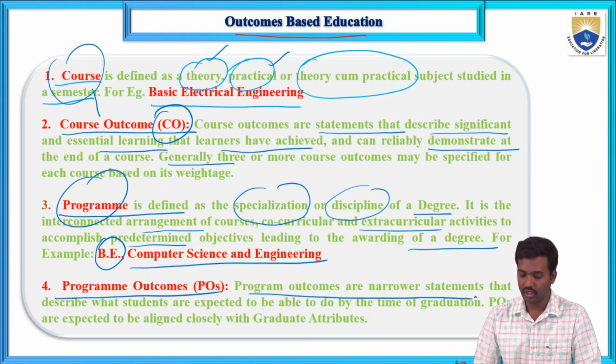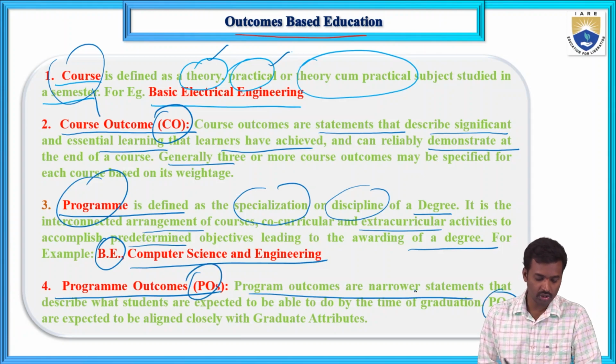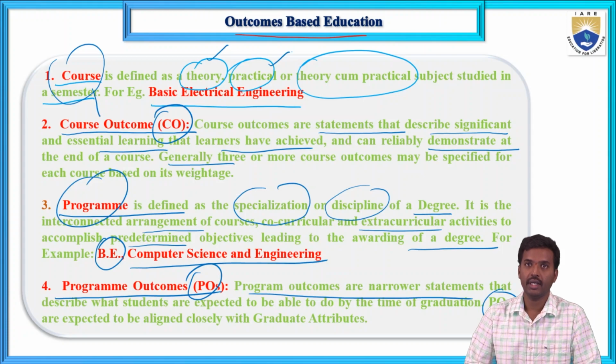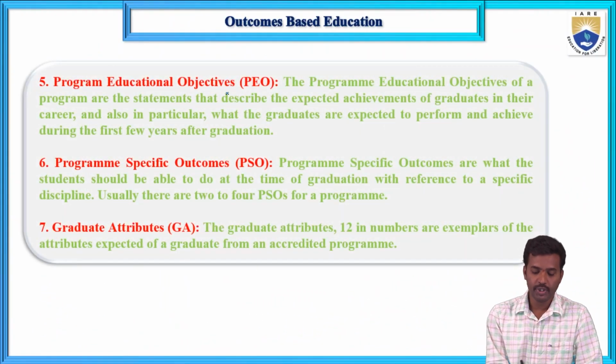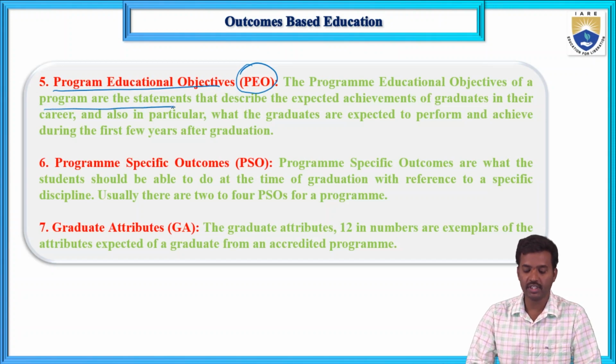These program outcomes are the narrower statements that describe what students are expected to be able to do by the time of graduation. These are POs. POs are expected to be aligned closely with graduate attributes. And next, program educational objectives, PEOs. These are the program objectives that describe the expected achievements of the graduates in their career, in particular what the graduates are expected to perform and achieve during the first few years after graduation.